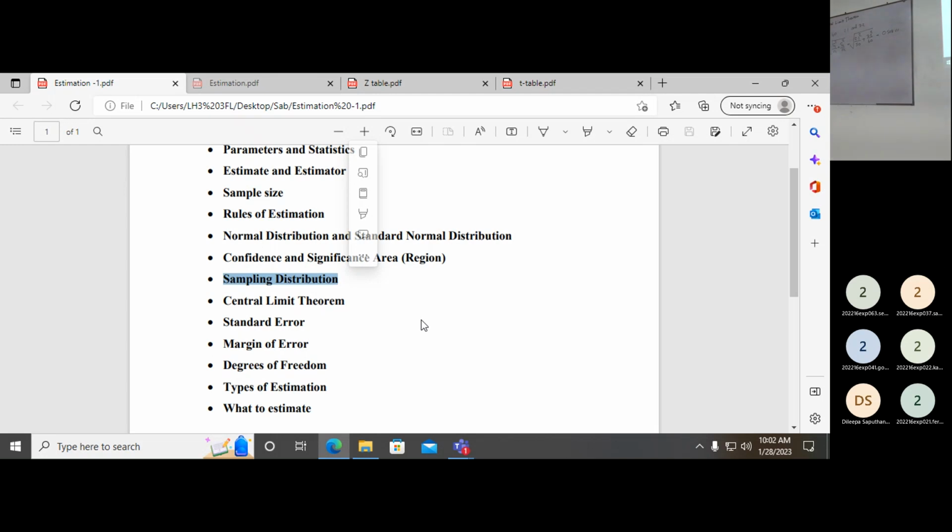Example right now. Otherwise, first write down: margin of error equals critical value multiplied by standard error. Whatever I have given as a note, you can see margin of error means critical value multiplied by standard error. Right. Now take an example.